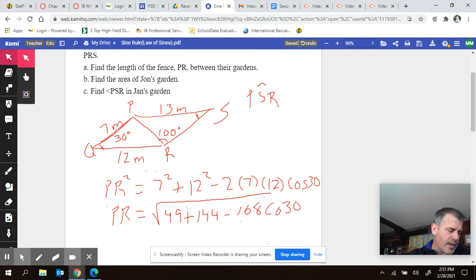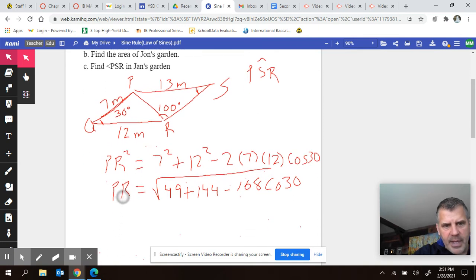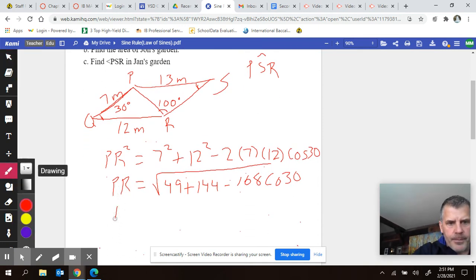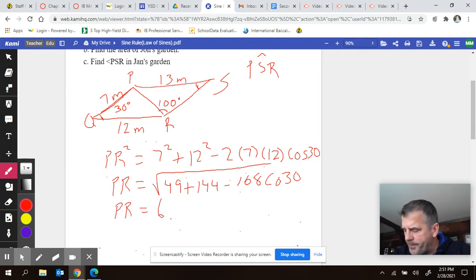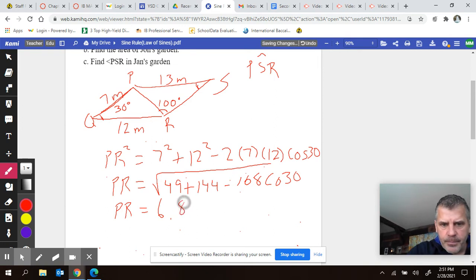Again, make sure your calculator is in degrees mode so that we get this opposite side of 6.89. If you calculate that out, you should get that PR, the length of that fence, is 6.89 meters.